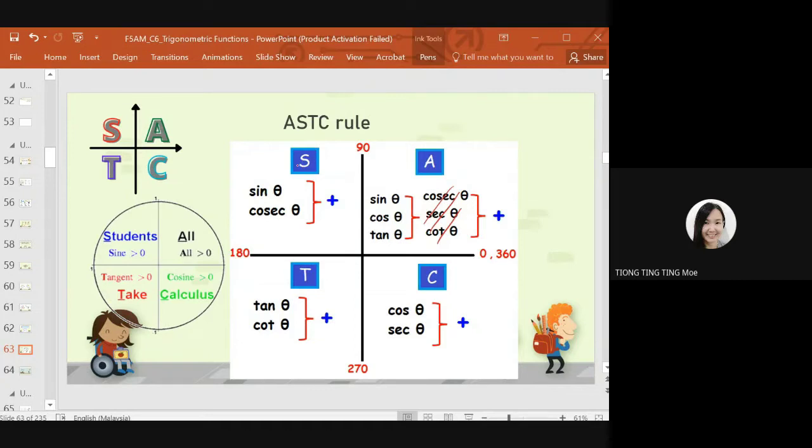Then the second quadrant, S means sine is positive. Then T, tangent is positive, which means that sine and cos here are negative. Then the last one is C, cos positive, which means that the sine and the tangent here are negative. So if you can remember, remember all student take calculus. It tells you in which quadrant the values will be positive or negative.